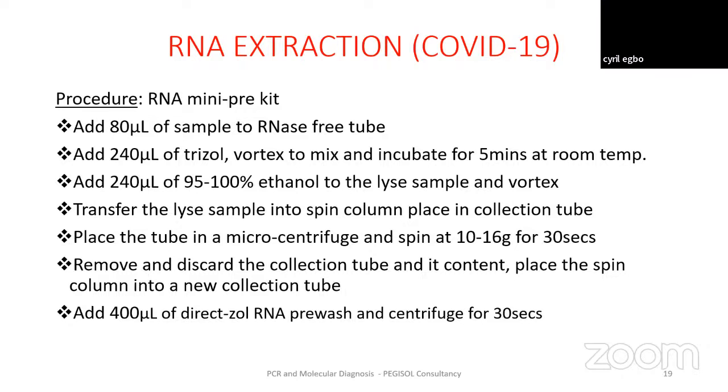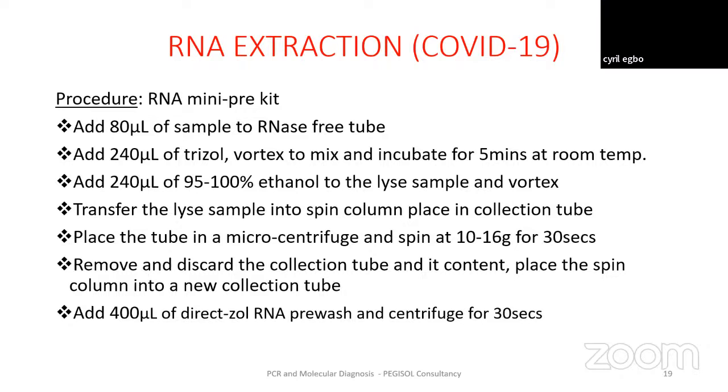Then after which you add 240 microliter of absolute ethanol to the lysed sample that is already in that cryovial. Then after which you transfer the whole content into a spin column that is placed in a collection tube. Then you place the tube into a microcentrifuge and spin at 10 to 16 g for 30 seconds.